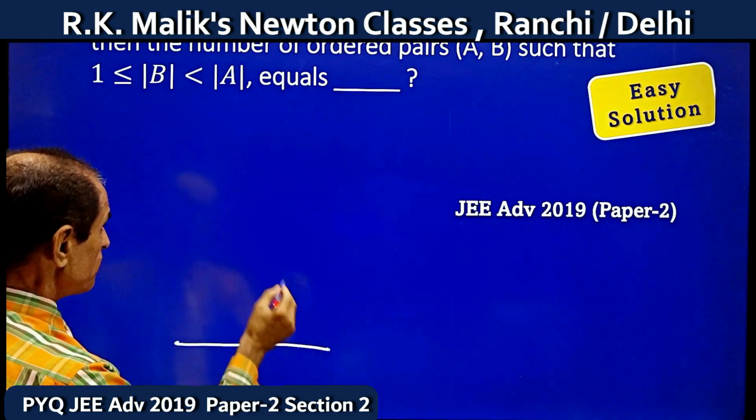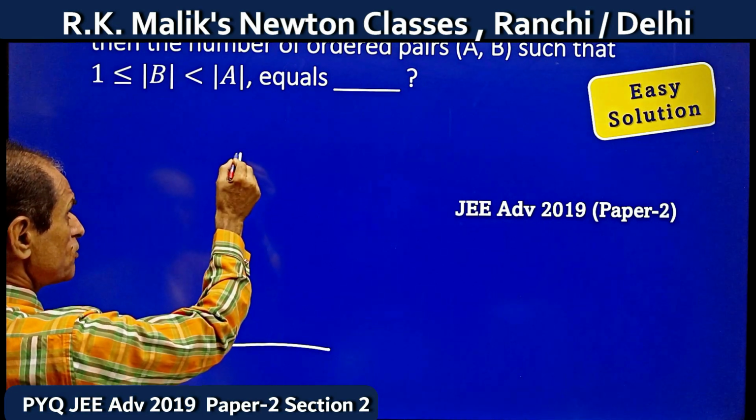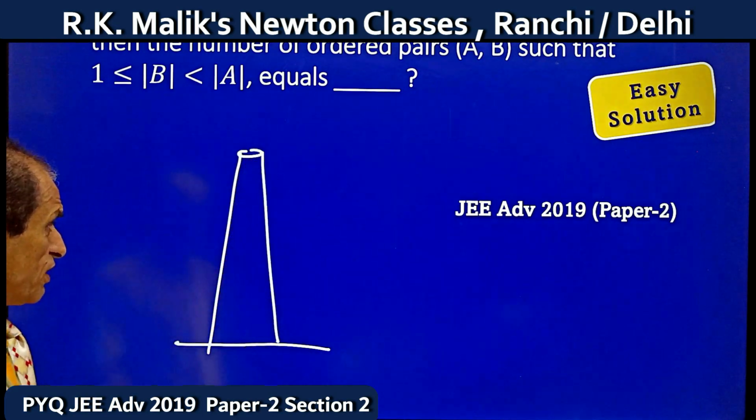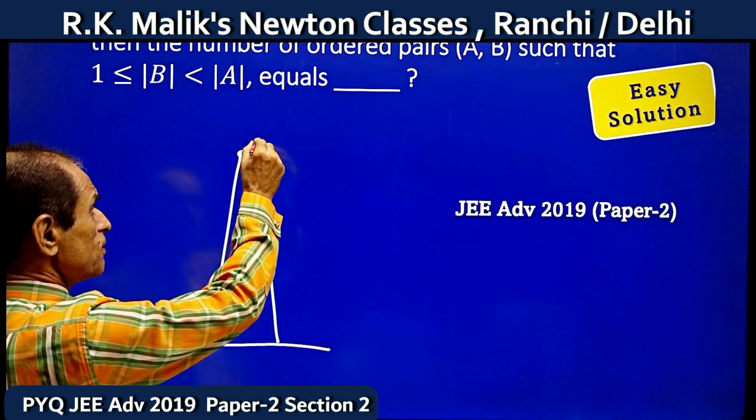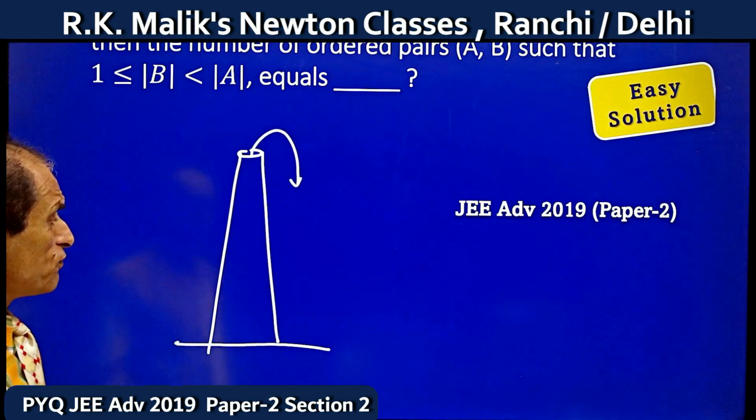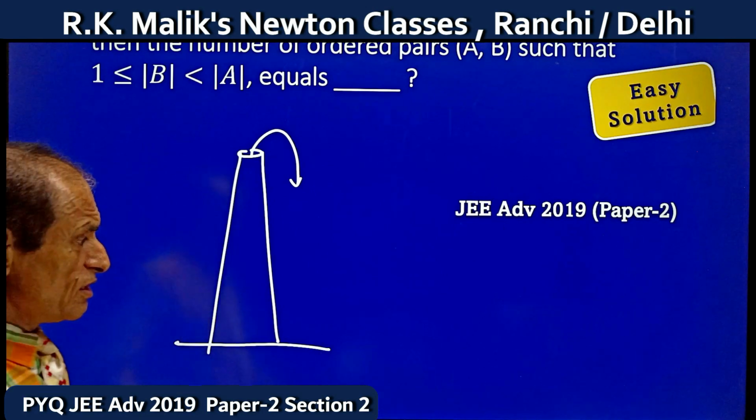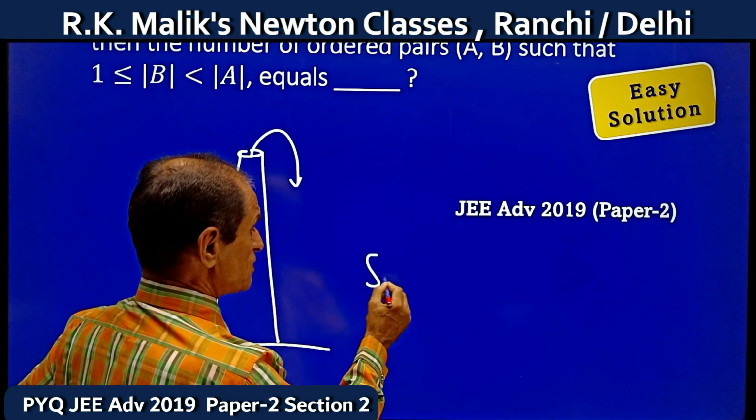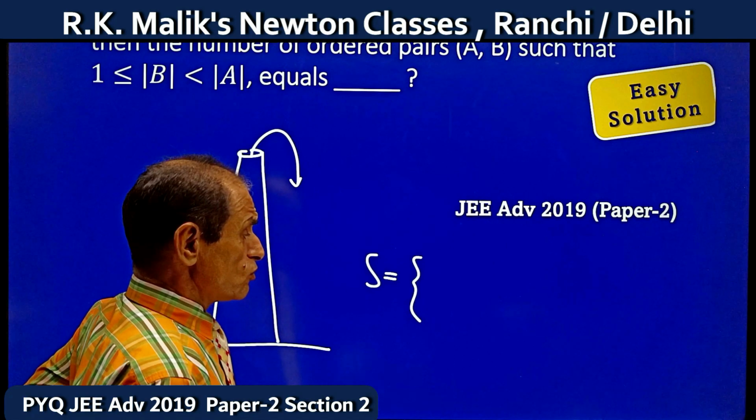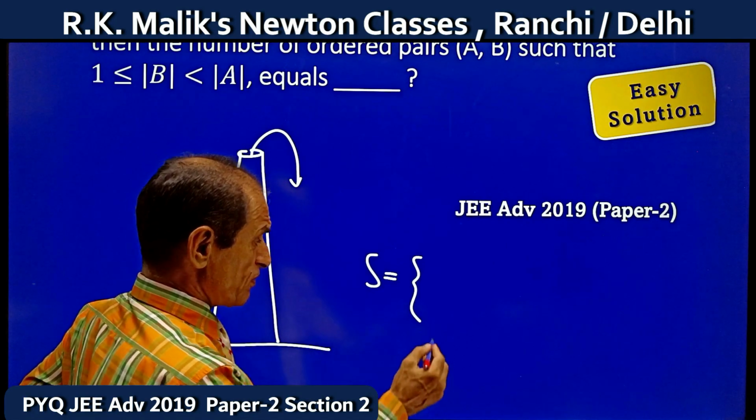Suppose this is the building Burj Khalifa, and suppose a person jumps from the top of this building, and I want to find the probability that he will die. It is 100% that he will die. But if you do mathematically in this way, here the sample space contains two elements.